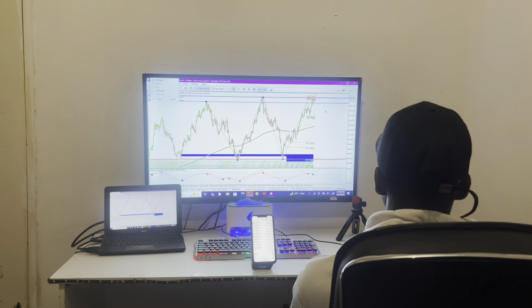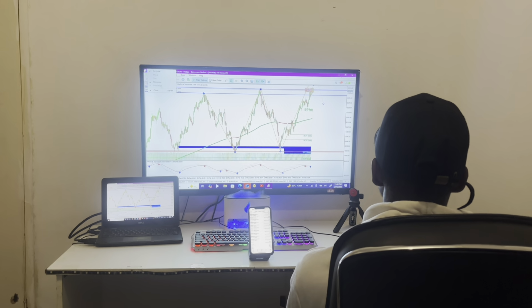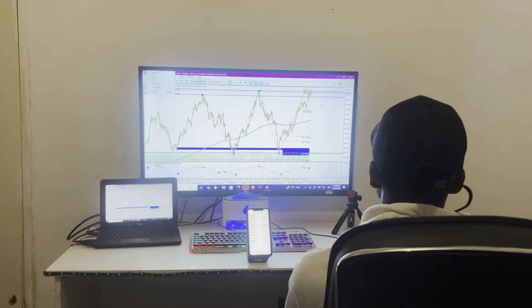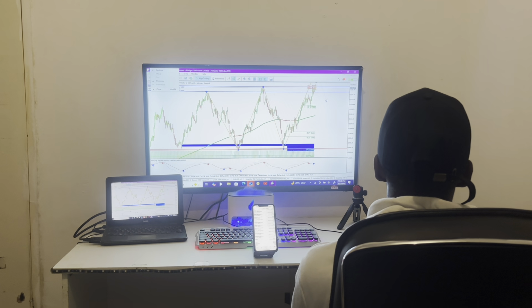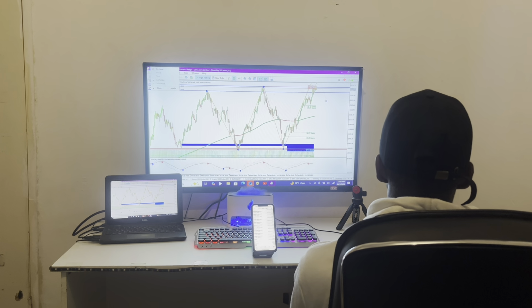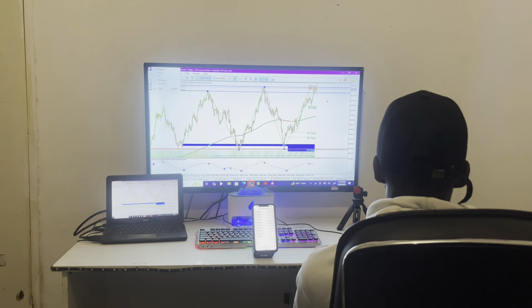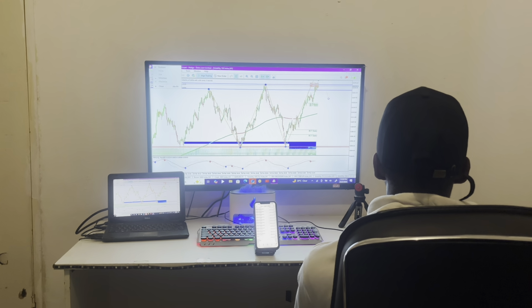This is another tutorial on how to use the simple system for trading. This simple system works on all time frames and on all pairs that are on MT5. So this simple system is very easy to use, guys. As you can see, even a beginner can use it.